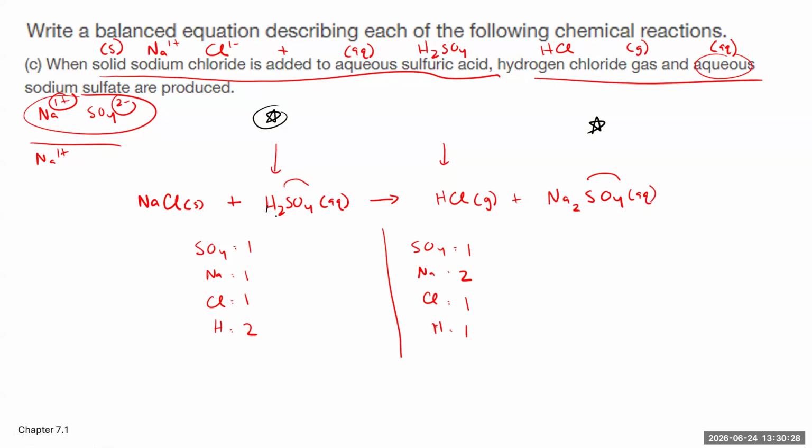H2SO4. So the SO4s are balanced. We're good. All right, what about hydrogens? We have 2 here, 1 on the right side. So we need to increase the right side, so we put a 2 here. There's now 2 there, and we now have 2 chlorines as well.